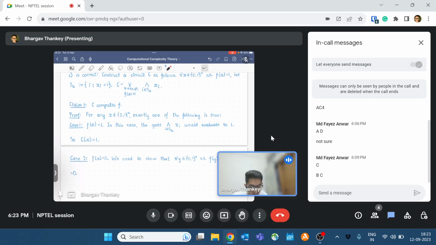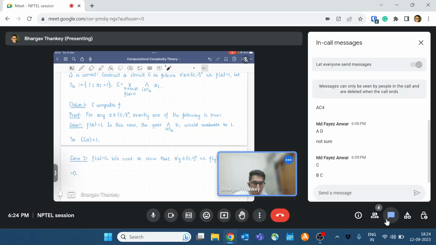Okay, so what does the circuit have? The circuit has an AND gate for every y for which f(y) equals 1, right? And what does the gate look like? That gate looks like AND over i in Sy of yi, right? However, now what do I want to show? I want to show that in this gate, when I plug in x, I get 0, right? And if I plug in x in this gate, what would happen? yi would be replaced by xi, right? So that is why I need to show that this is 0. Is this fine? Yeah.